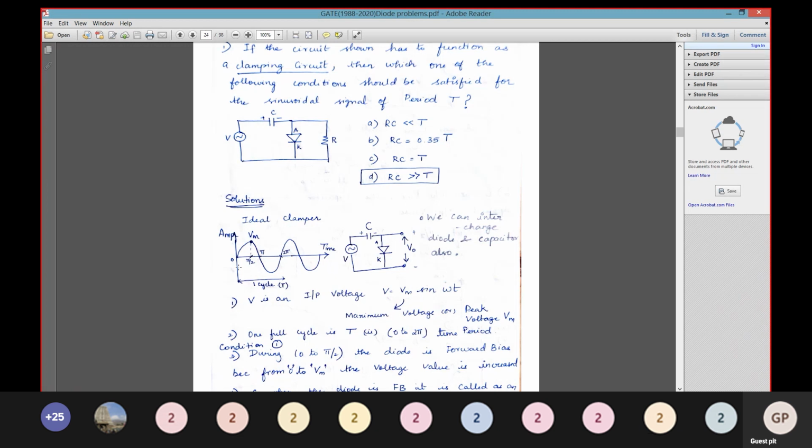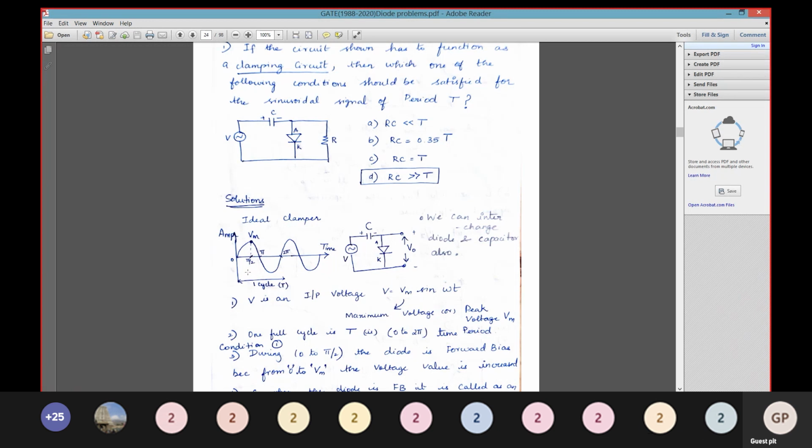Your 2 pi is together called your full cycle. And again I'm dividing that half cycle, pi by 2, pi by 2 pi. Okay, so this is how your graph will be. So now first we must check at what time period the capacitor is charged.